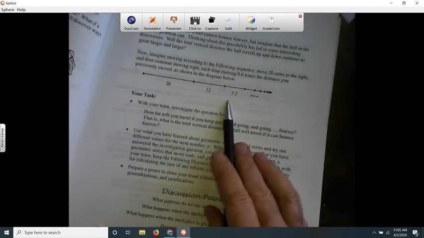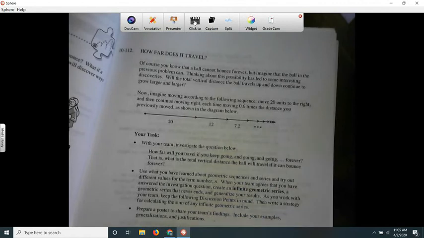I think I'm going to have you actually read a little bit of this so you'll understand what I'm talking about. It says, of course you know that a ball cannot bounce forever, but imagine the ball in the previous problem can. Thinking about this possibility has led to some interesting discoveries. Will the total vertical distance the ball travels up and down continue to grow larger and larger? Now imagine moving according to the following sequence. Move 20 units to the right, and then continue moving right, each time moving 60% less, or 0.6 times the distance you moved previously.